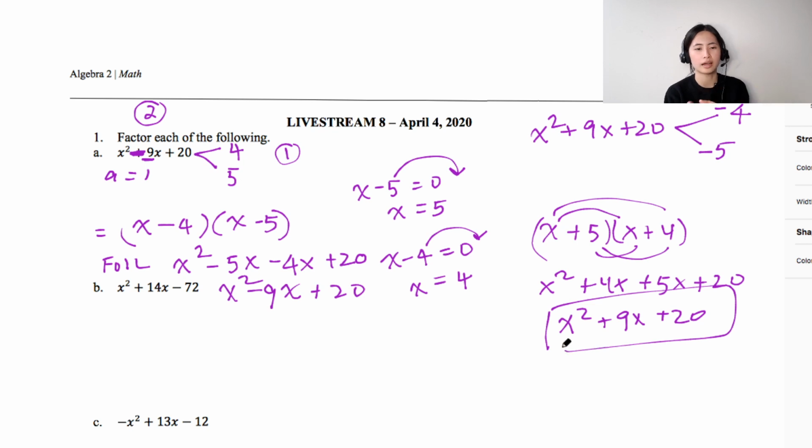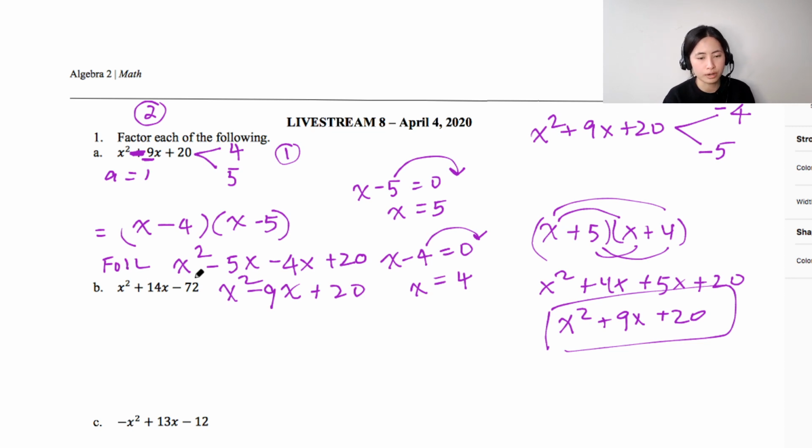So if it's a negative symbol over here as opposed to a positive symbol, there is a difference in how you're going to set up your factors. As you can see, these are both positive, right? If these two are positive, that means this has to be a minus sign in front. And if these two are negative numbers, this must be a positive number. Great. Okay, so let's move on to x squared plus 14x minus 72.